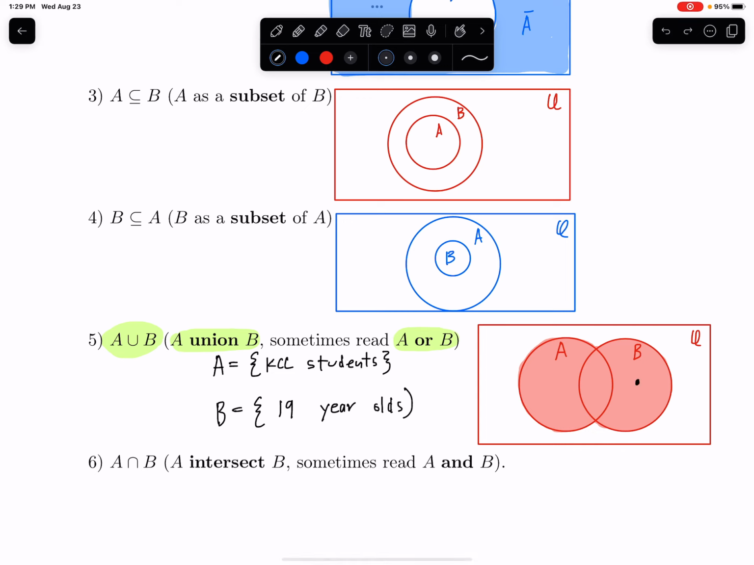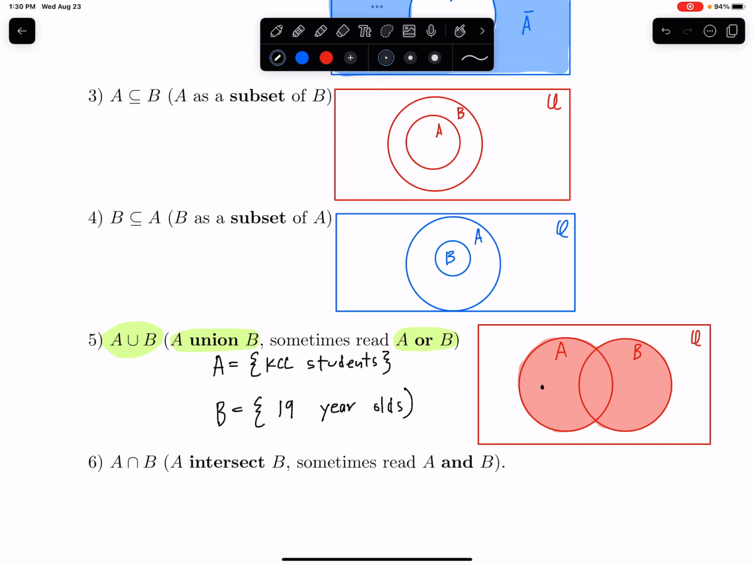Here, in this area over here, those would be 19-year-olds, but they're not KCC students. And then here in the middle, you'd have the 19-year-old KCC students, right? So if I was to ask a yes or no question for each of those categories, here's a KCC student, I mean.